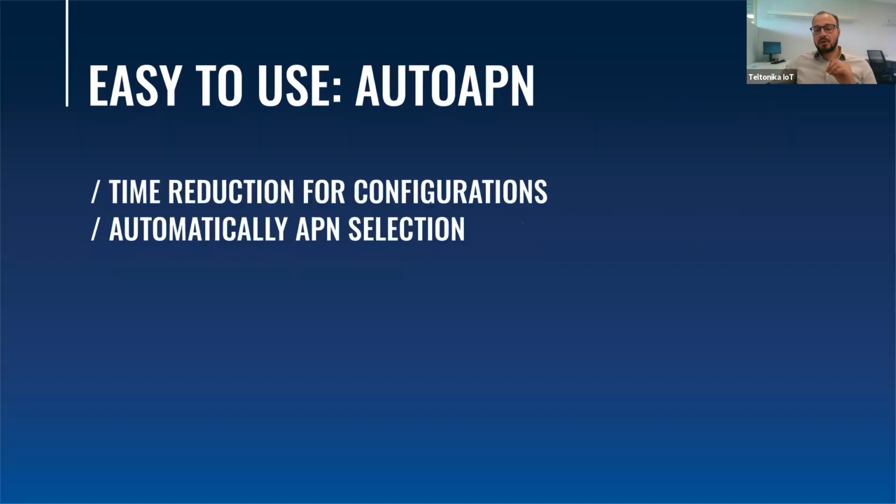Many companies nowadays are trying to reduce the time which they spend in background preparing for a project. With our RutOS, we managed to help them by including auto APN functionality, which enables a possibility for automatic APN selection, meaning that the end user will not need to write manually the APN. The router will choose according to the best signal of the right carrier.